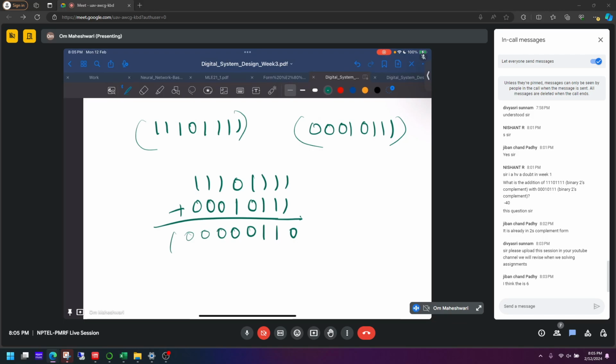Right, this is what you get. This overflow you ignore. This is the final answer, which is 4 plus 2, 6.